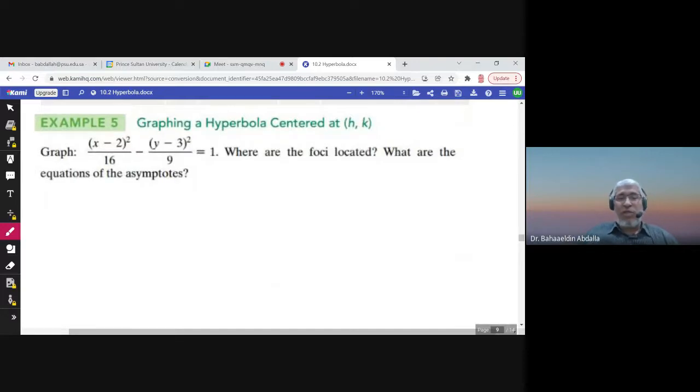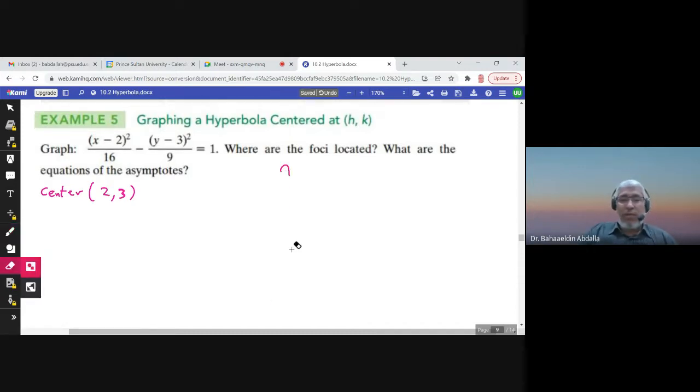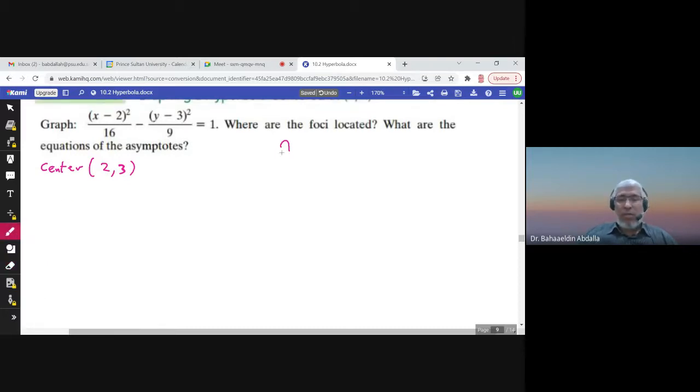So let us sketch the graph of this hyperbola. We need to find the center first. Let me write center. What is the center? (x minus h) squared, so h is 2, (y minus k), so k is 3. So the center is (2, 3). Let us graph. Plot the center. 2 and 3, this is the center.